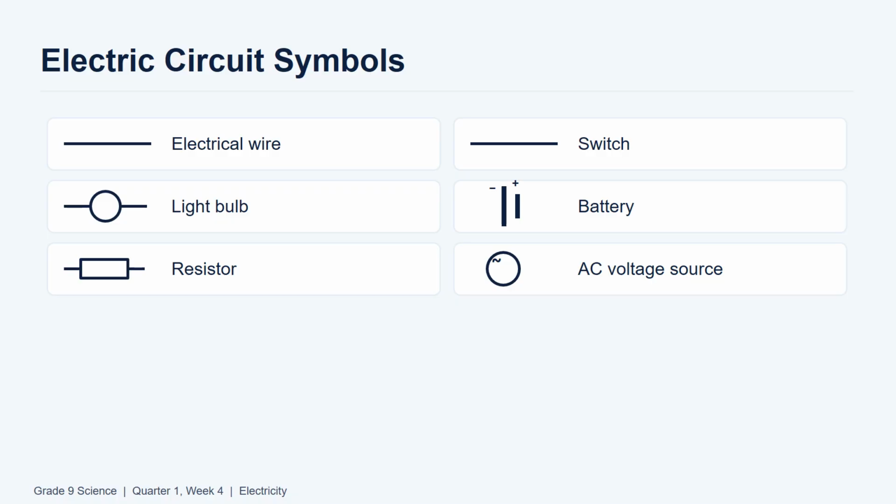To draw circuits clearly, scientists and engineers use standard symbols. A straight line represents an electrical wire. A broken line with a small diagonal lever represents a switch. A circle between 2 wire segments represents a light bulb. 2 parallel lines, one long and one short, marked with a plus and a minus sign, represent a battery. A rectangle between 2 wire segments represents a resistor. Note that a bulb can also be represented using this resistor symbol. And a circle containing a wave symbol represents an AC voltage source. Keep these symbols in mind, because we'll use them to draw and read circuit diagrams.